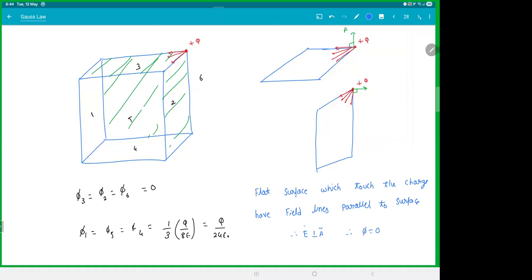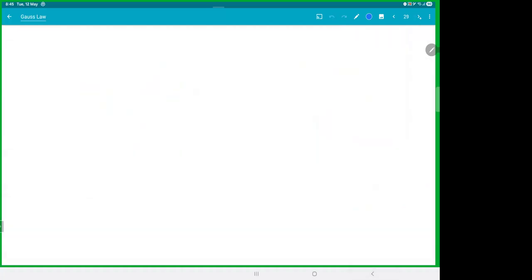Any doubts on this? Clear, na, Tanishka? Sure. Sudiksha? Yashvi? Clear? No. Same question. We will continue playing with this.